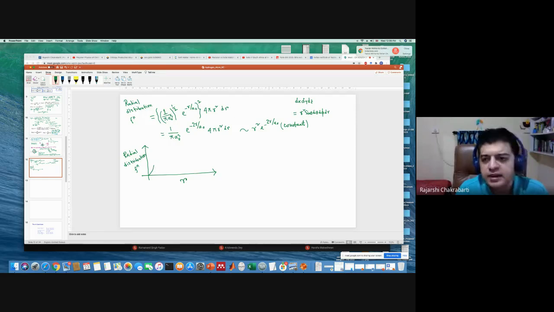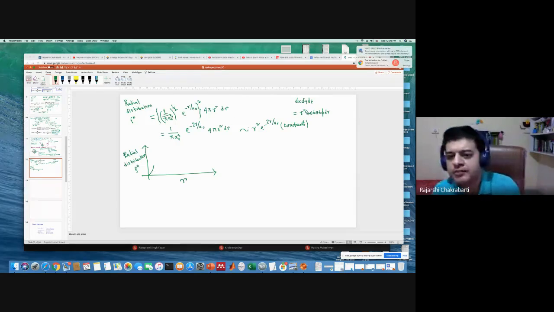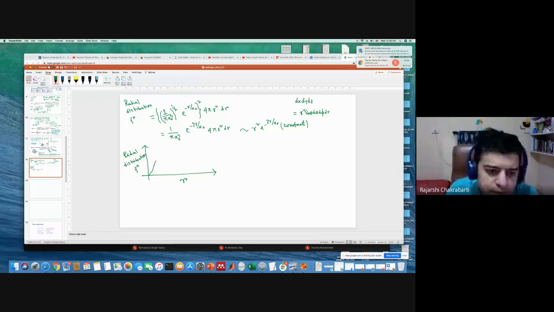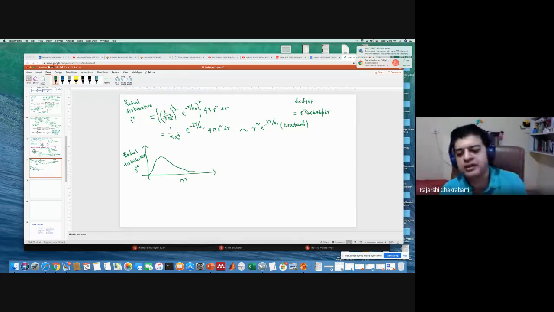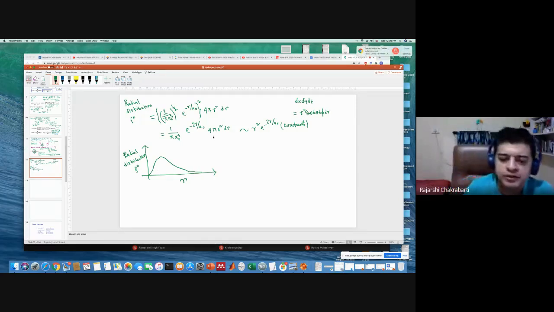But then you have the exponentially decaying term, exponential minus 2r by a0. Eventually it will increase, go to a maxima and then decrease. And asymptotically, it will become 0 when r goes to infinity. Is it fine? So basically, it has a maxima, and let's see what that maxima is. R max. This is called the most probable value. Most probable r.